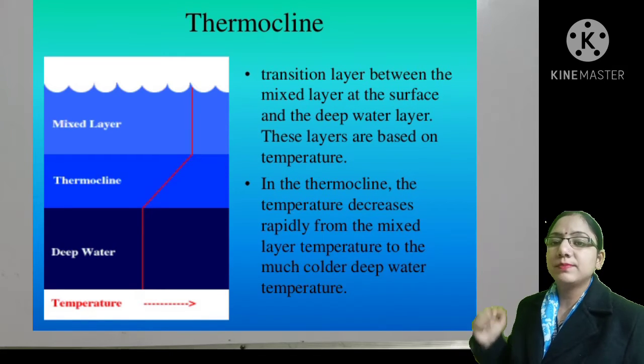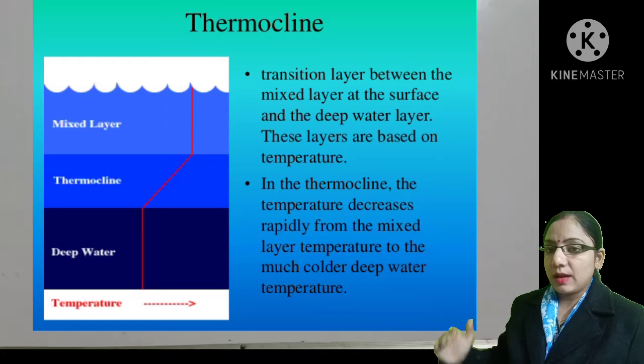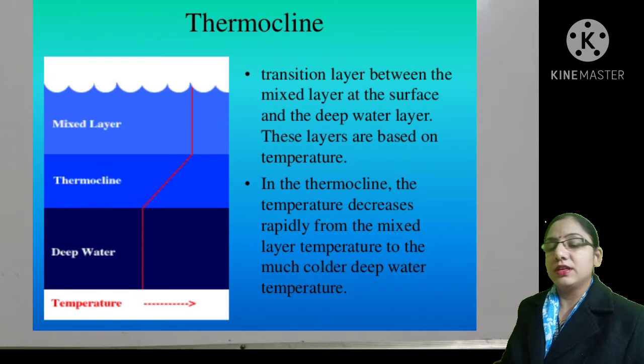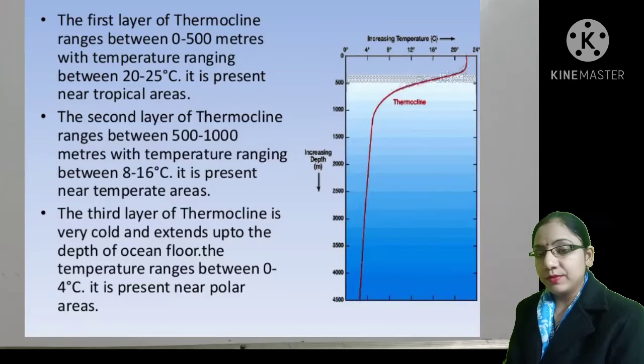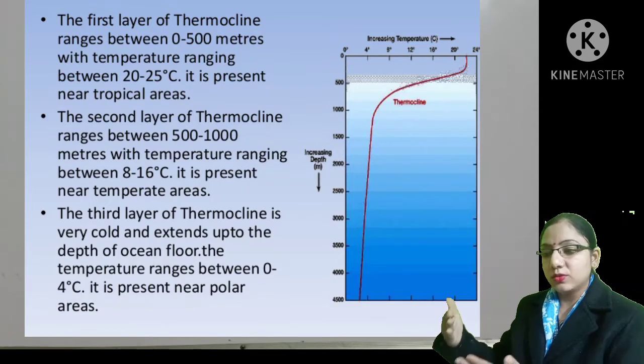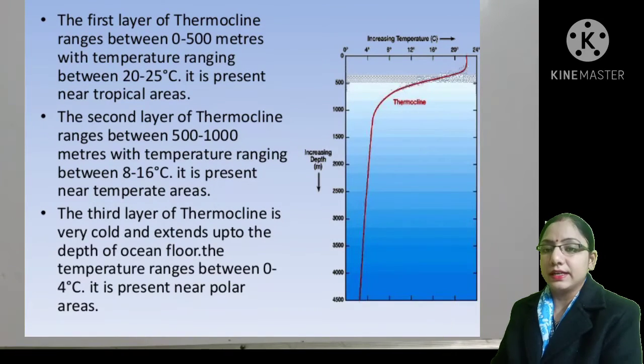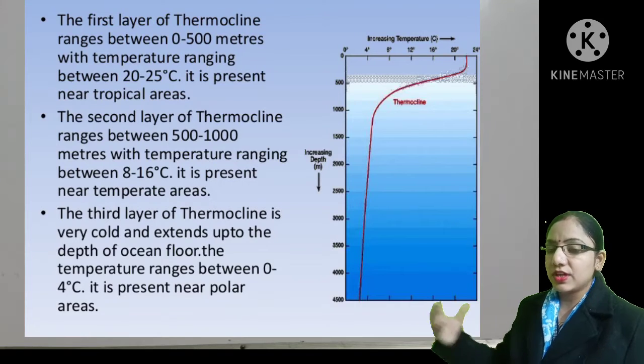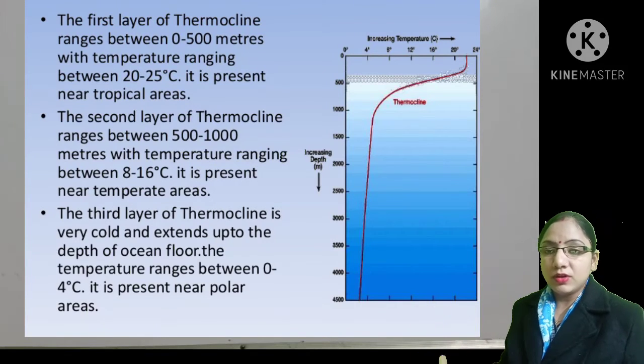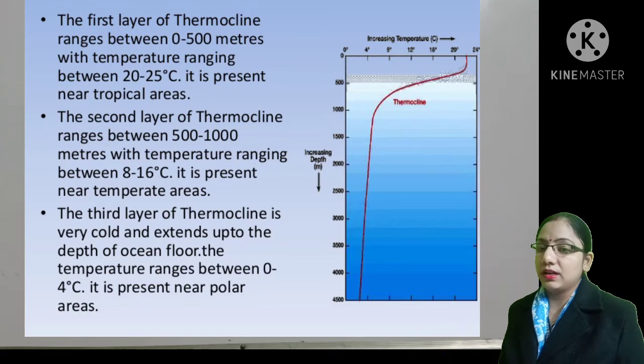As you can see in this picture, the water temperature decreases with increasing depth. It means as the depth gets deeper and deeper, the temperature also decreases and decreases. And there are three layers which show the thermocline of the water in the vertical manner.